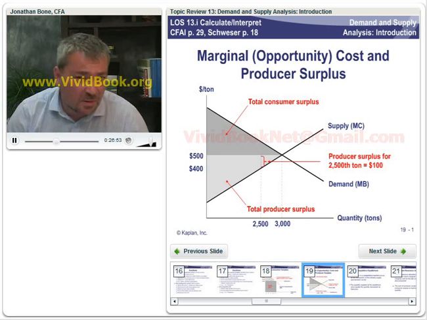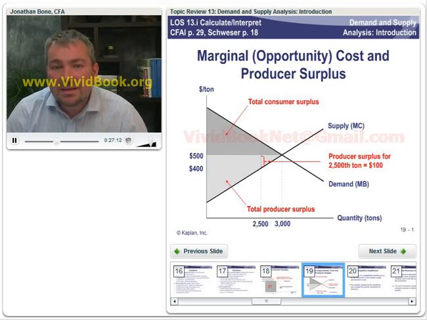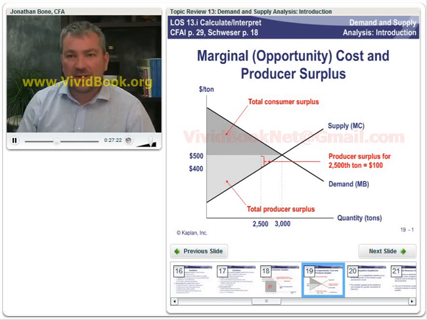Now let's talk about producer surplus. We've said consumer surplus exists because people would be willing to pay higher than the market price. Producer surplus is just the flip side. Some producers would be willing to sell at a lower price than the marketplace. So essentially, let's look at the producer surplus for the 2,500th ton. Suppliers would have been willing to accept $400, but in fact they're receiving $500. So the producer surplus for the 2,500th ton would be $100.